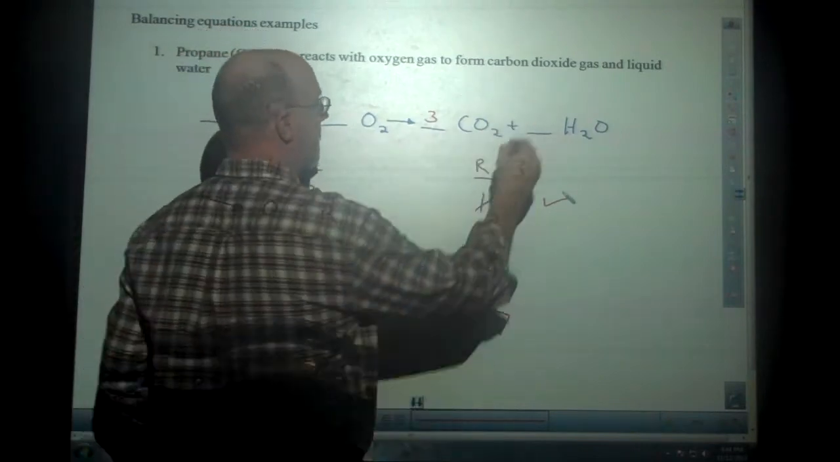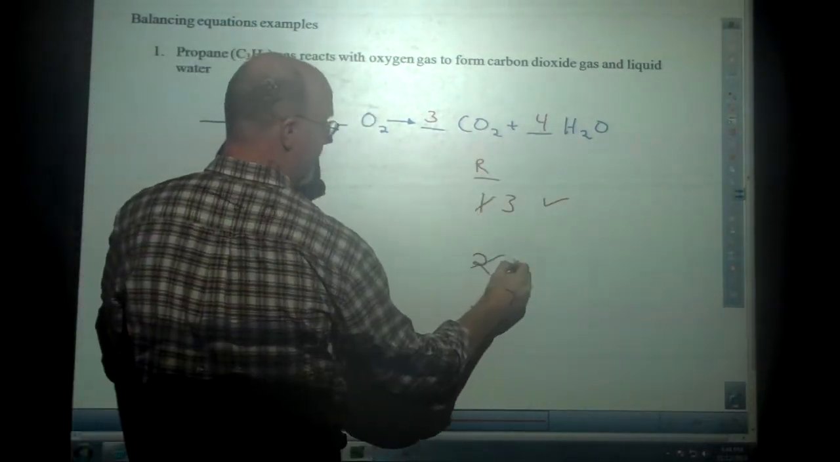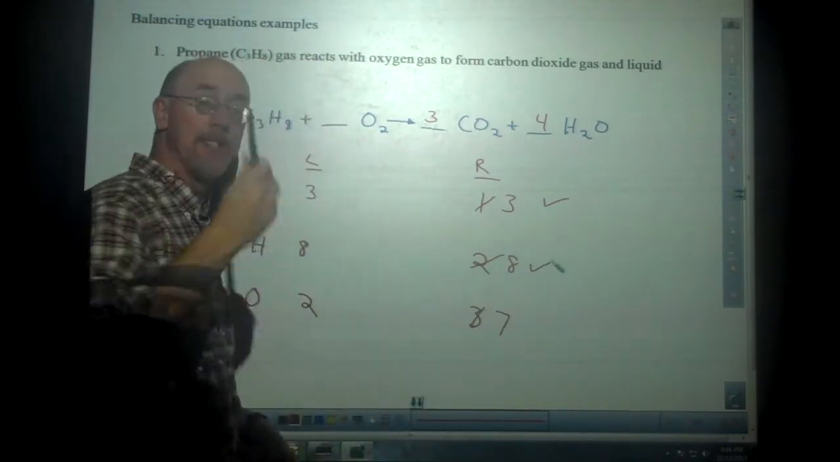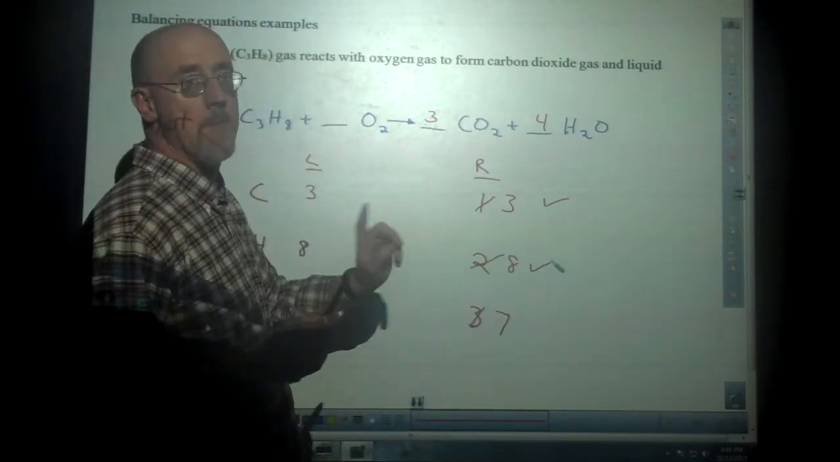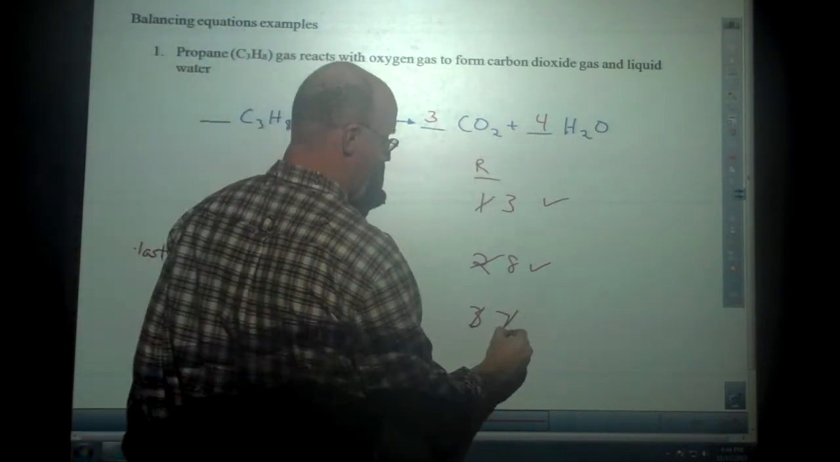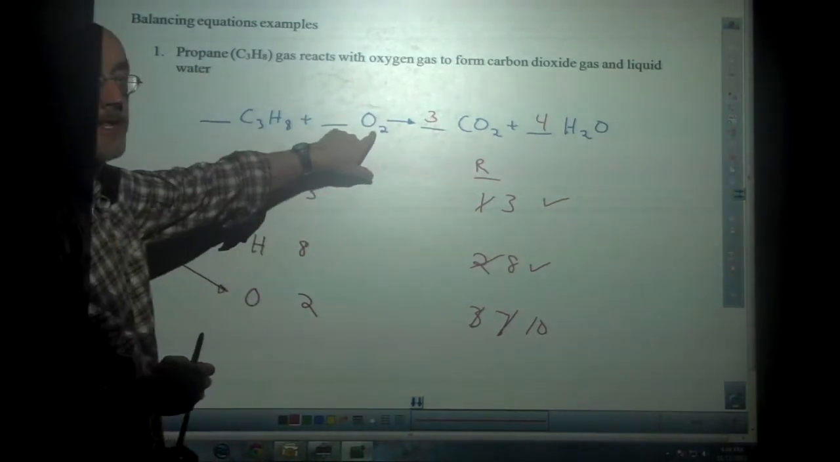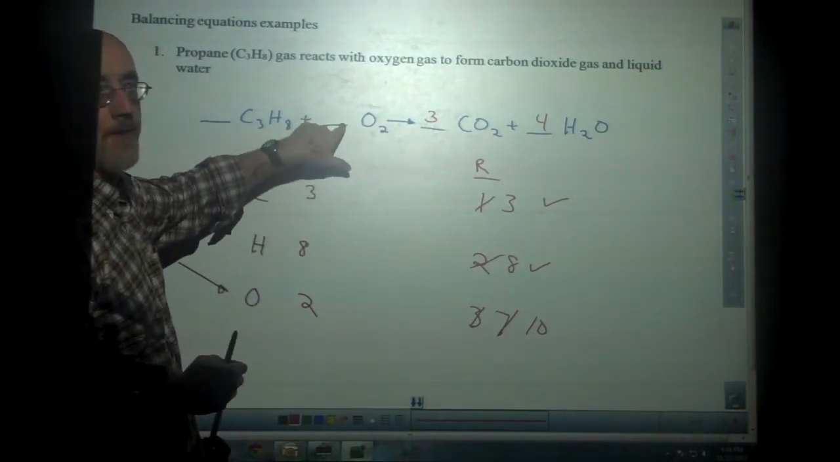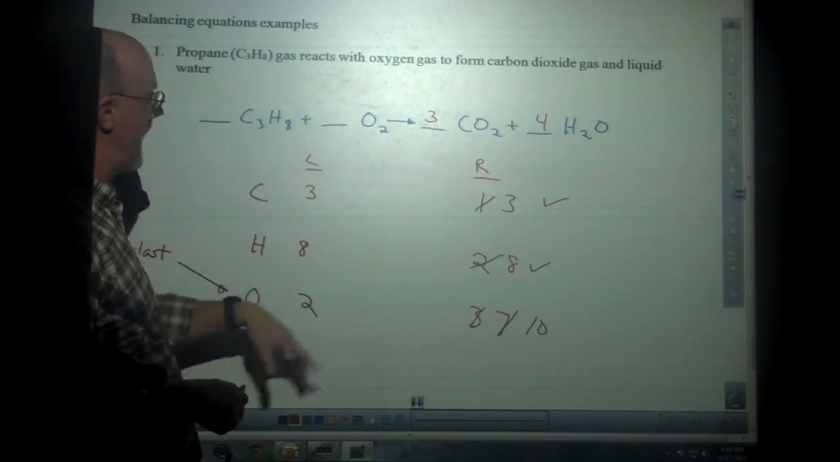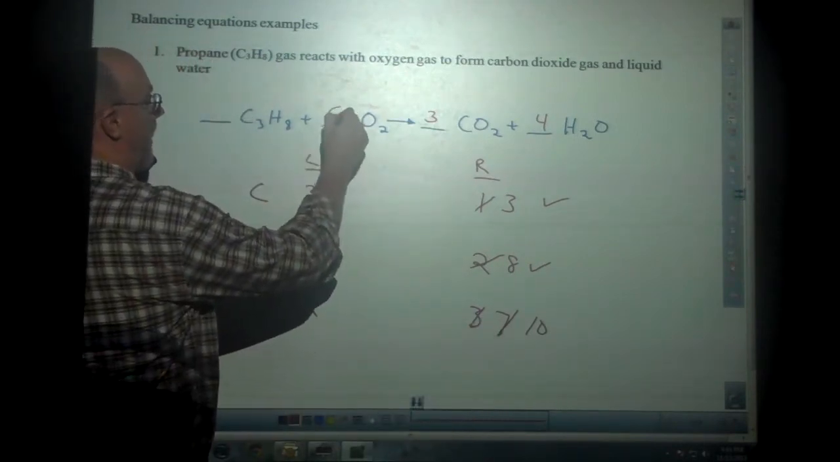Put anything we want out front, so we'll put a 4 here. That'll give me 4 times 2, 8 hydrogens. Check. And again, this is the error. People will add 4 to this, but you've got to do your recount. 3 times 2 is 6, plus 4 is 10. And the beauty of finishing with the ones that are by themselves, I put any number I want there, it affects nothing else. I need 10 oxygens, I have 2, so I'll put 5 there.